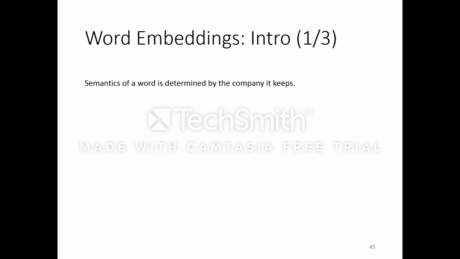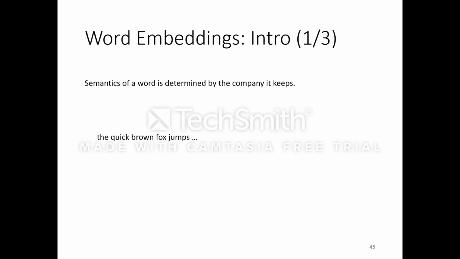So if you have a word like cat and a word like dog, and those are both used in the pet context, they should be highly similar. So the assumption here is that the semantics of a word is determined by the company it keeps. And let's look at how we can learn these vectors. So this is a brief introduction to word embeddings.